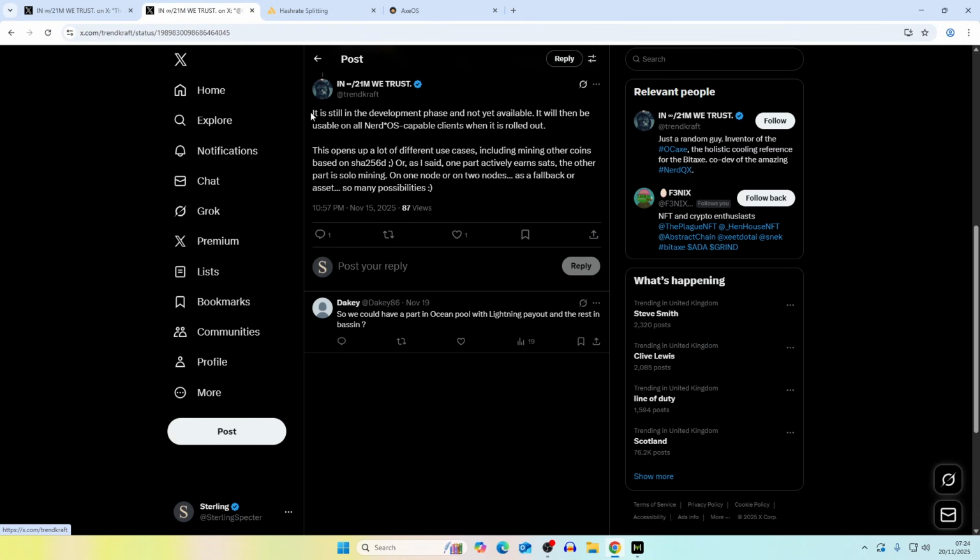So they also did say that it's still in development phase, not yet available, but it will be usable on all NerdOS capable clients when it's rolled out. So that includes the NerdQAxe. This opens up a lot of different use cases, including mining other coins based on SHA-256. Or as I said, one part actively earns sats, the other part is solo mining, on the node or two nodes as a fallback asset.